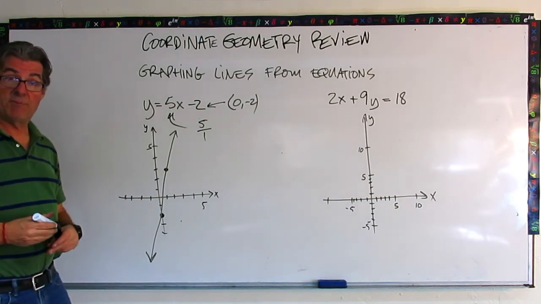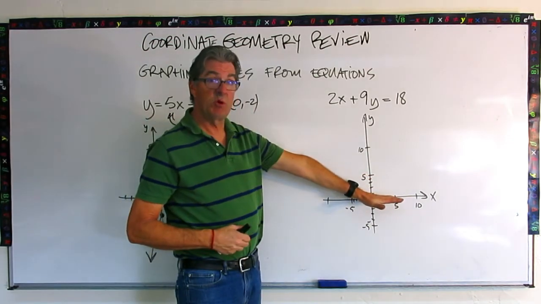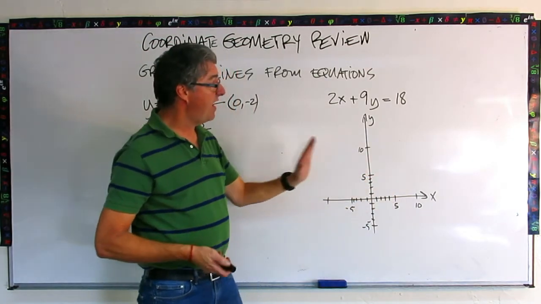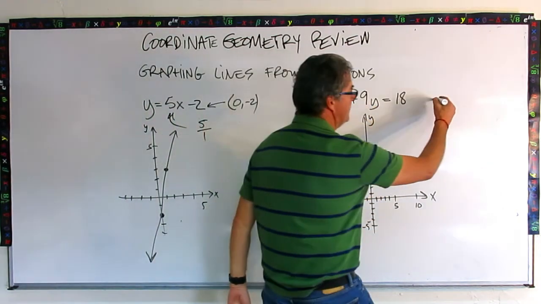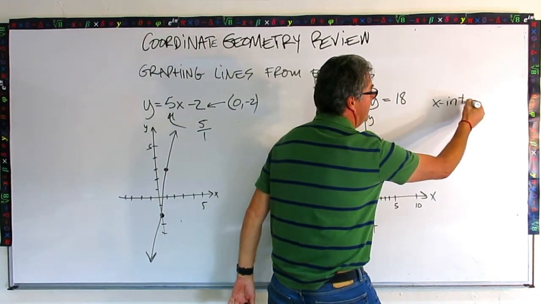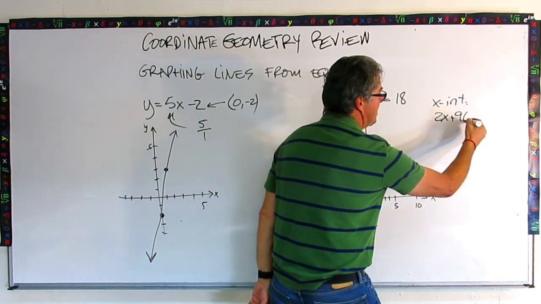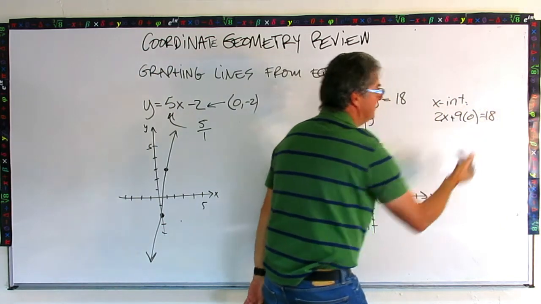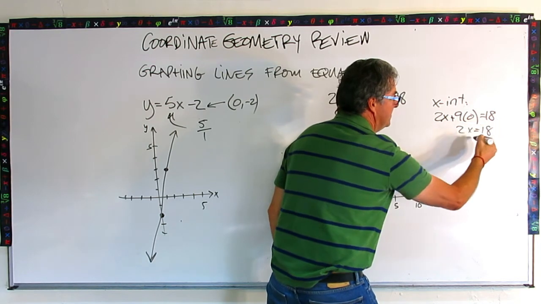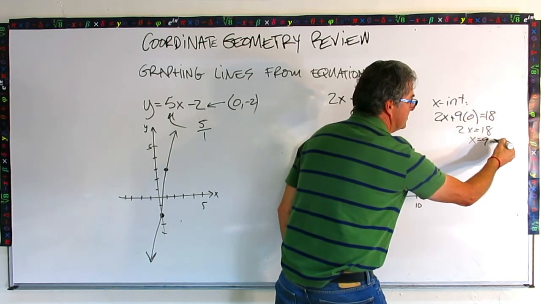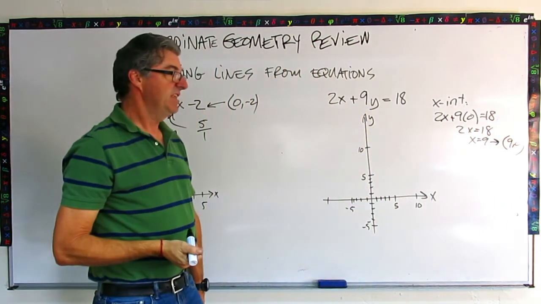We have to remember a couple things about our intercepts. The x-intercept happens when y is 0. So we can find the x-intercept by setting y equal to 0. So I'm going to do that over here. X-intercept, set y equal to 0. So I get 2x plus 9 times 0 equals 18. Well, this goes away. 2x equals 18. So x equals 9, which is the point 9, 0. Okay, so that's the x-intercept.